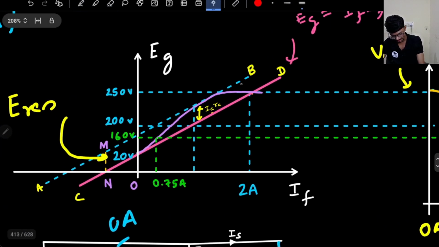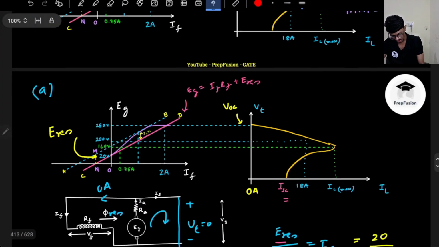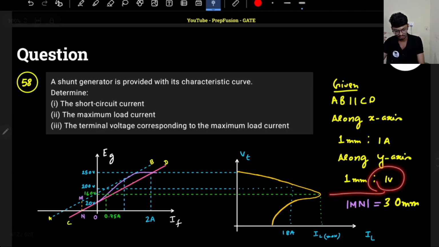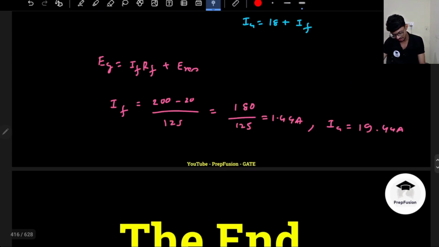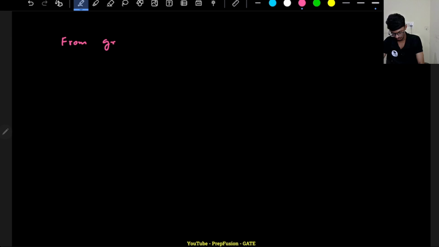If I see, these two lines are parallel to each other, because this will be the stable point. So this distance will be the same as this distance. In the question they have provided that along the x-axis 1 millimeter is 1 ampere, along the y-axis 1 millimeter is 1 volt, and the distance of m and m is 30 mm. So what is the unit? It is 30 volts because it is along the y-axis. So I can directly say that my IaRa from the graph, the magnitude of Mn, will be equal to Ia into Ra.